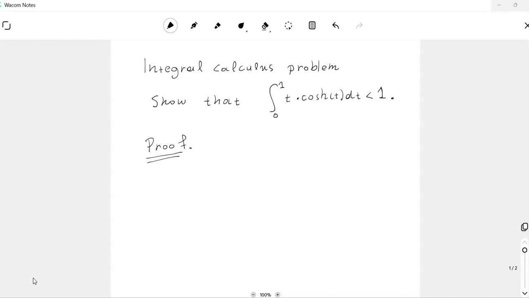So I take my original integral. This is my integral. I can write it in the following way: integral from 0 to 1, t times sinh t prime dt. This is because when I take the derivative of sinh t, it gives me cosh t. Now I can employ the integration by parts.